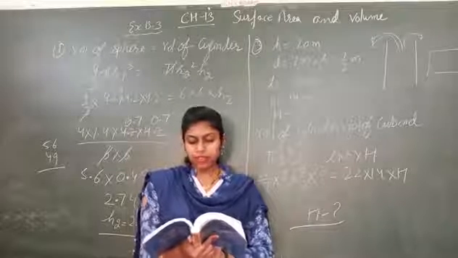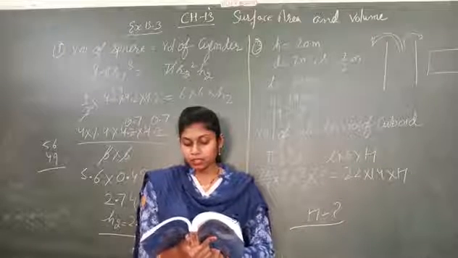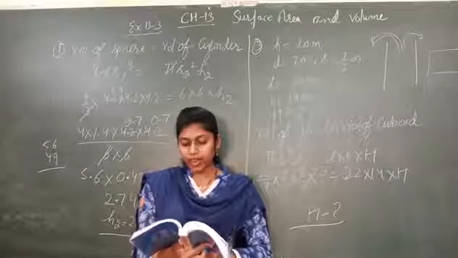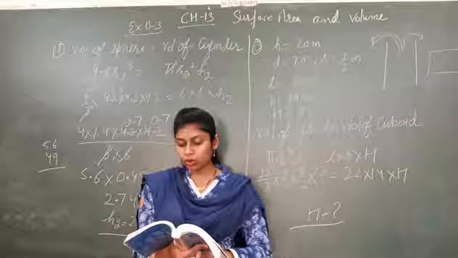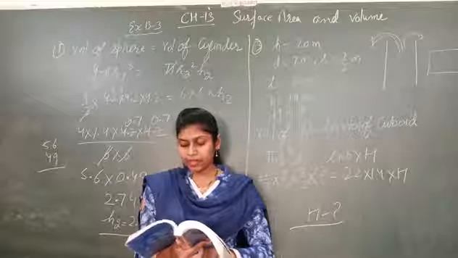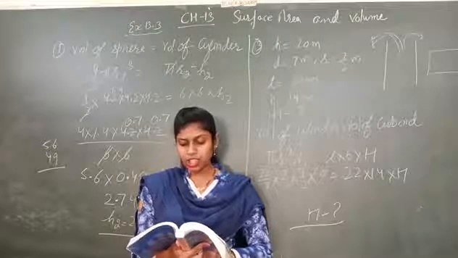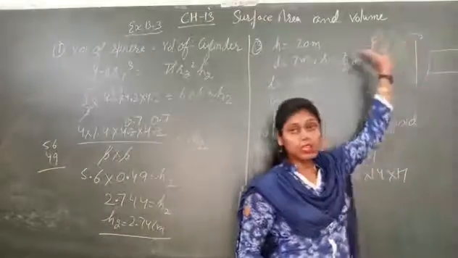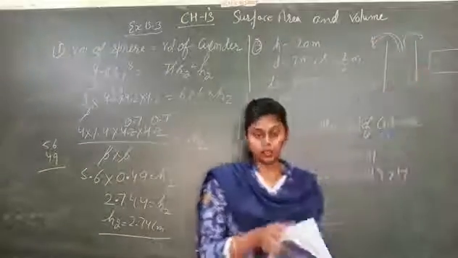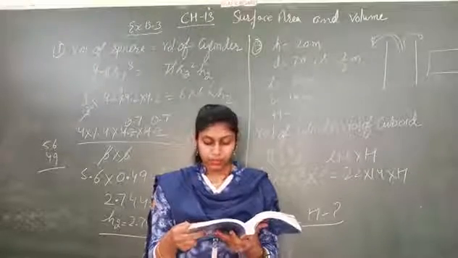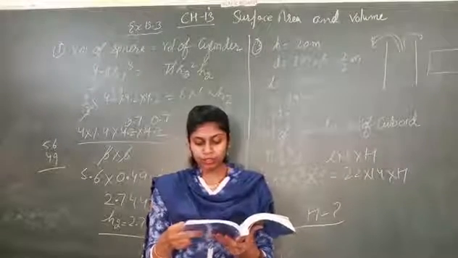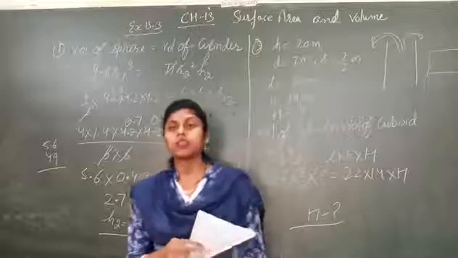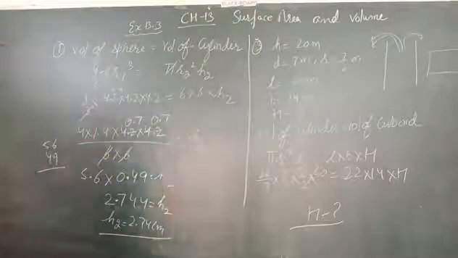A well of diameter 3 meter is dug 14 meter deep. Diameter and height is given. Earth taken out of it has been spread evenly all around it in the shape of circle. Now, instead of platform, there is a circular ring of width 4 meter to form an embankment. Find the height of the embankment. See how to solve this question.